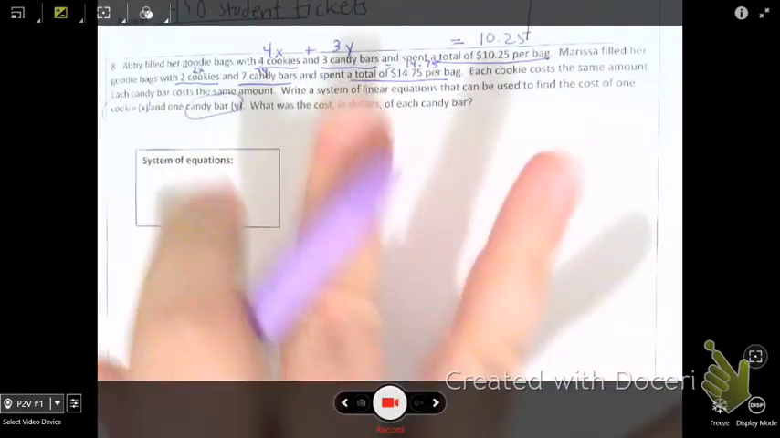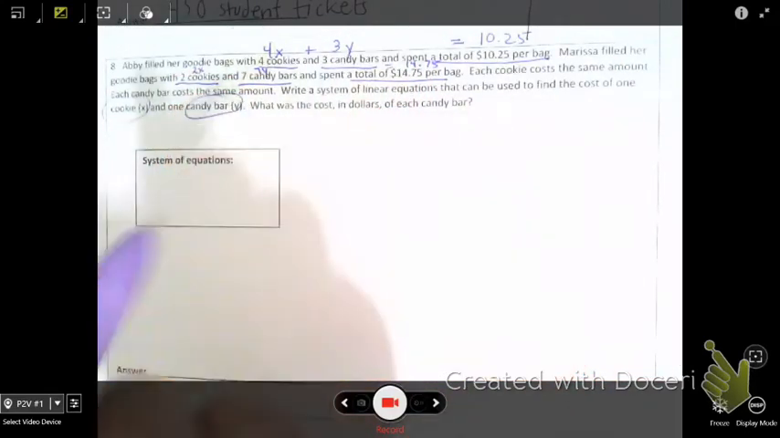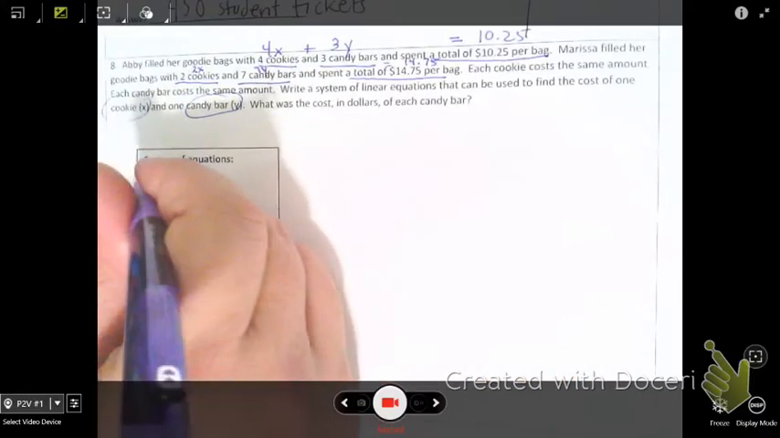So I'm going to take all that information that I just put down there and put it into my box right here. Are you ready?